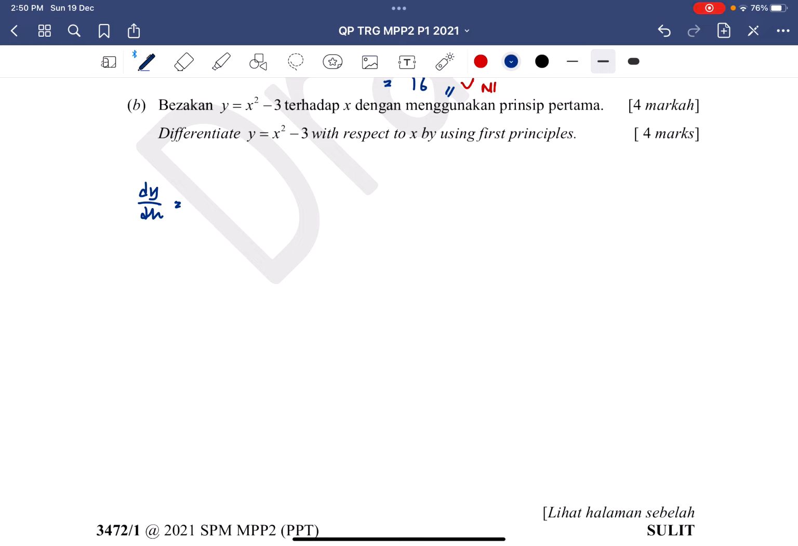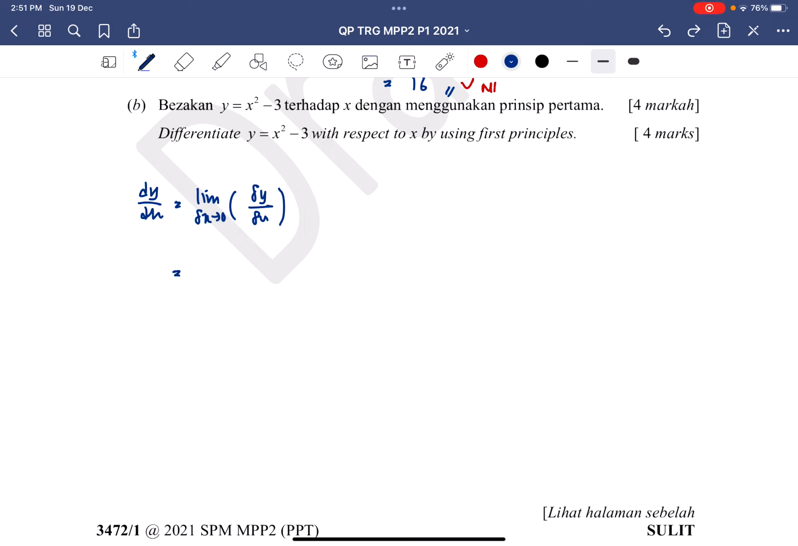So dy/dx will be equal to the limit of delta y divided by delta x when delta x approaches 0. This is the concept. So what's my delta y? If my run is delta x, at first I will use h instead of delta x.